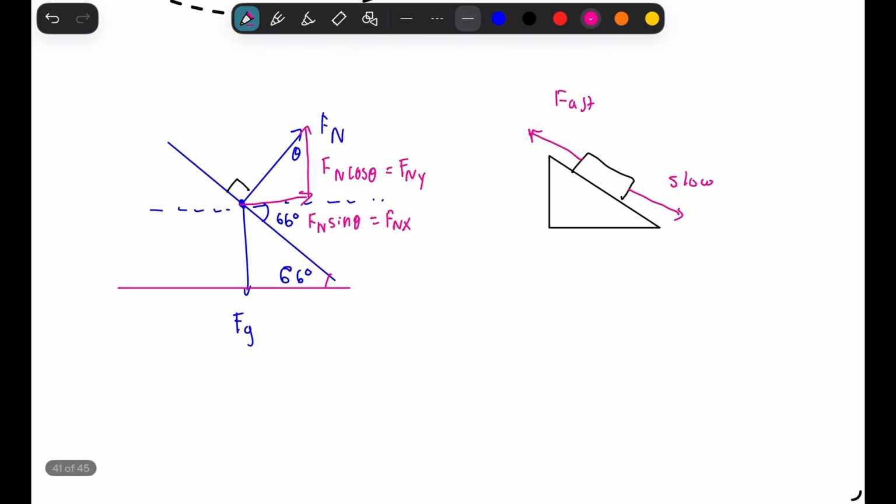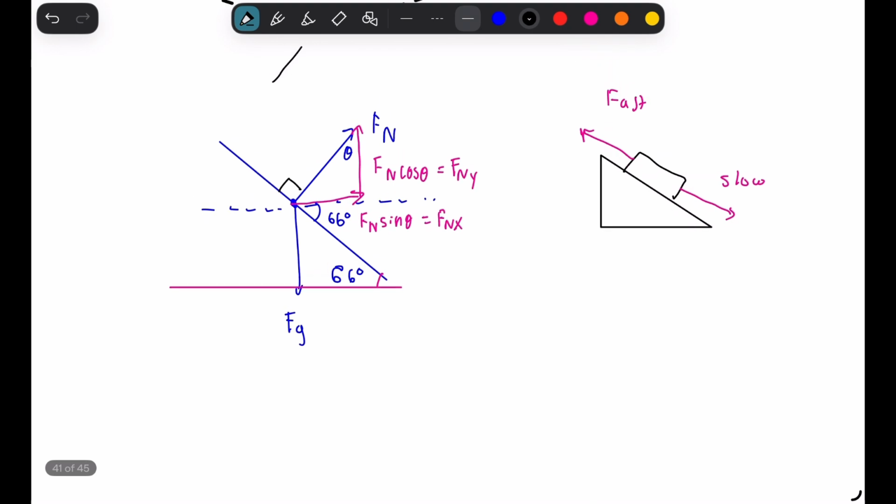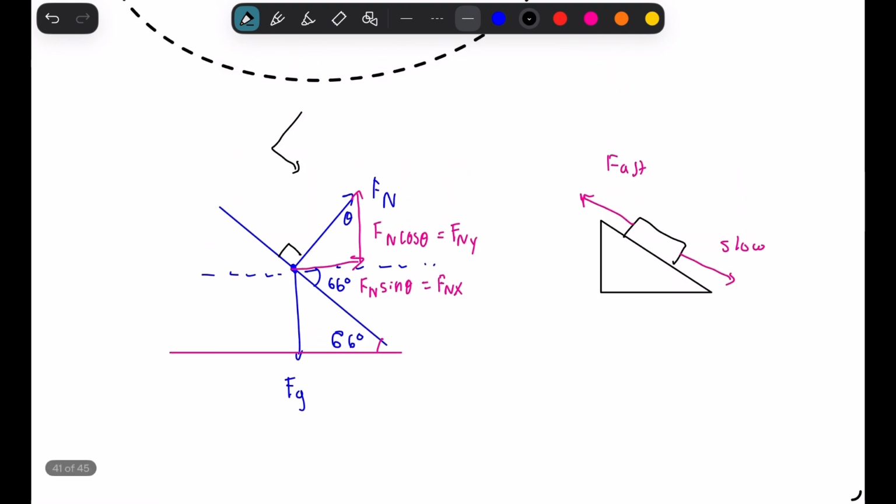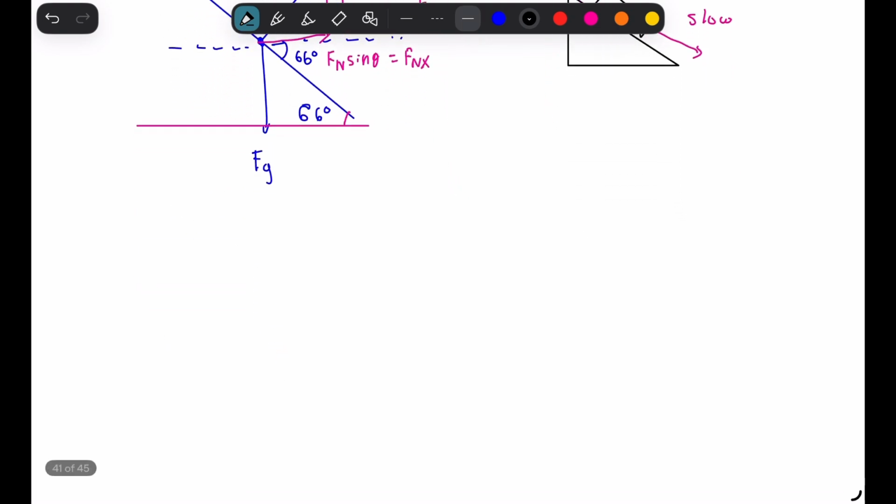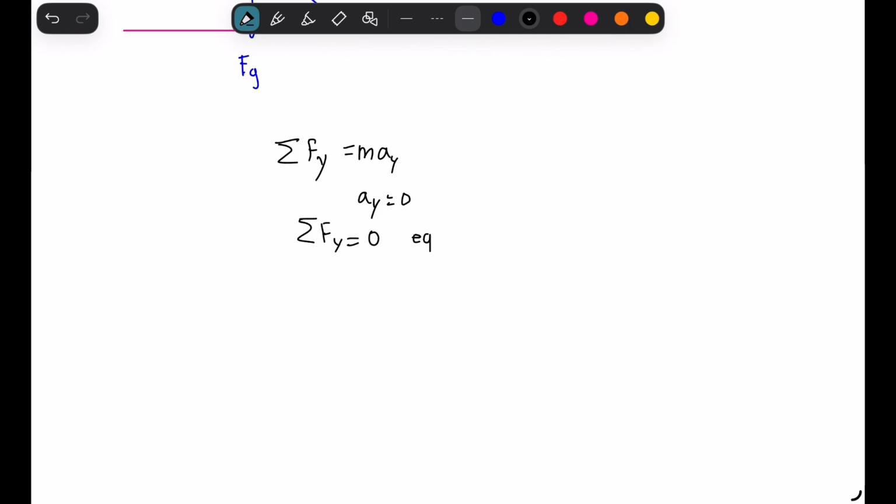Now, we're going to choose our x axis to be horizontal, toward the center of the circular path as positive. Our vertical is going to be upwards. Now, we can apply Newton's second law vertically. Since the car isn't going to be moving up and down through the ramp, the summation of forces in the vertical direction is equal to ma_y. Because a_y is equal to 0, the summation of forces in the y direction is equal to 0, and we have a state of vertical equilibrium.